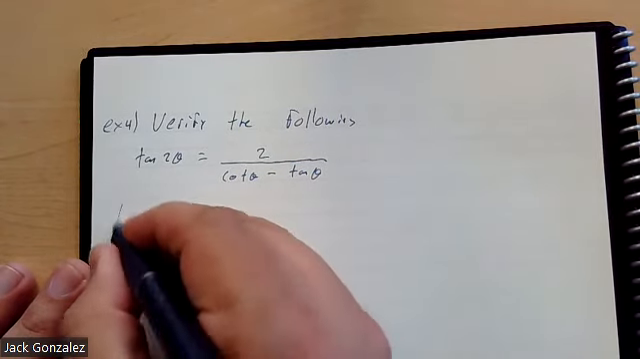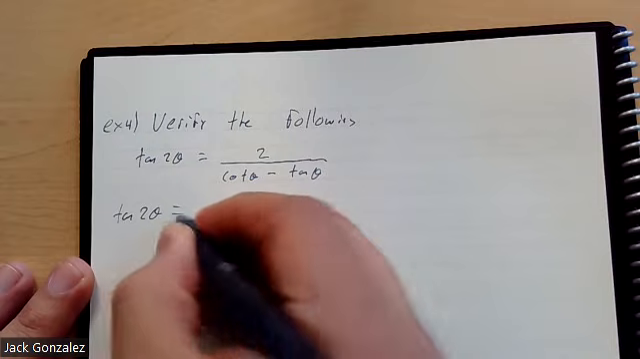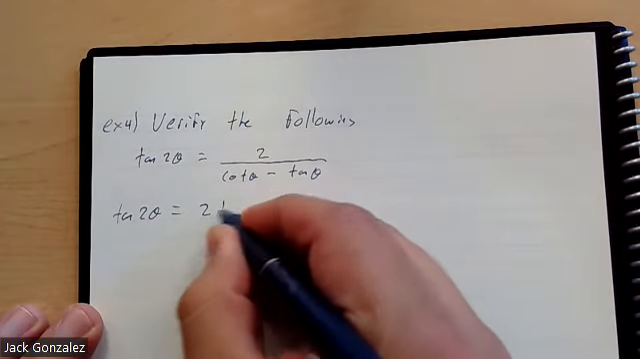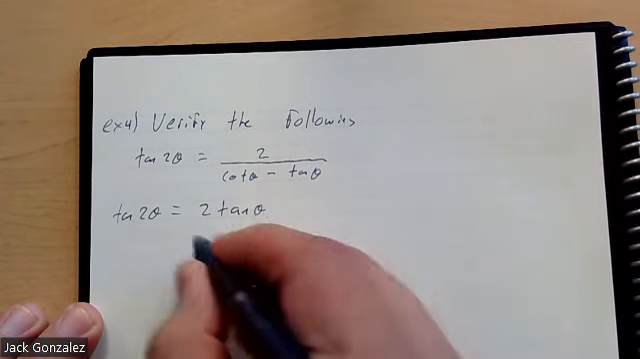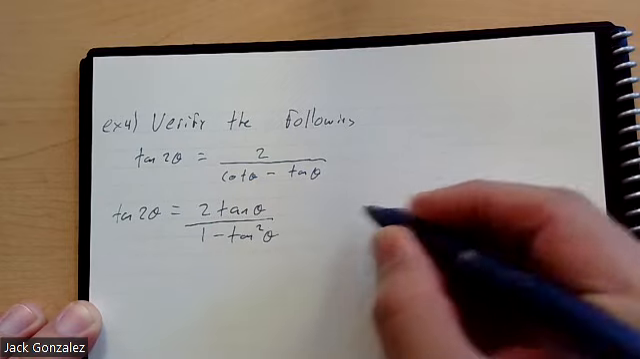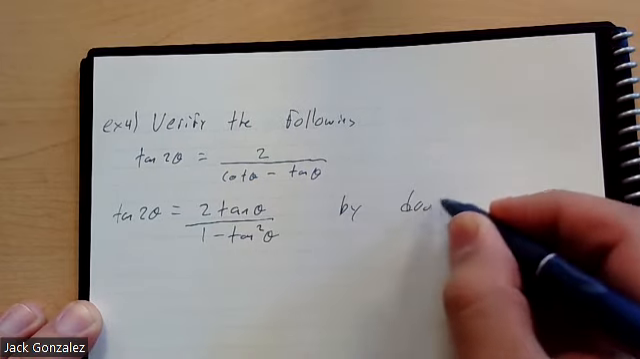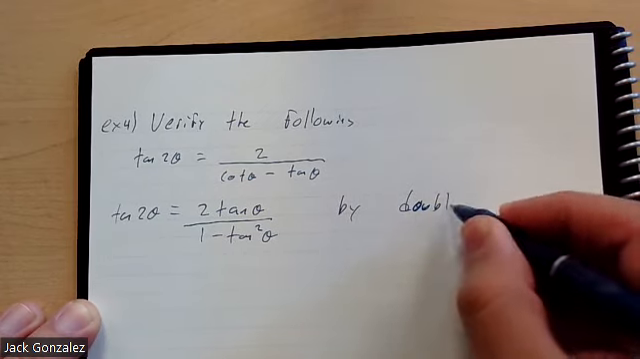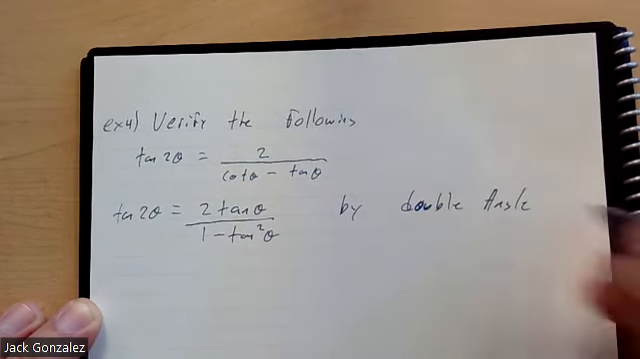Okay, so I'm going to start right here. Tan 2 theta, starting on the left-hand side. Double angle formula says this is equal to 2 tan theta over 1 minus tan squared theta, by the double angle.